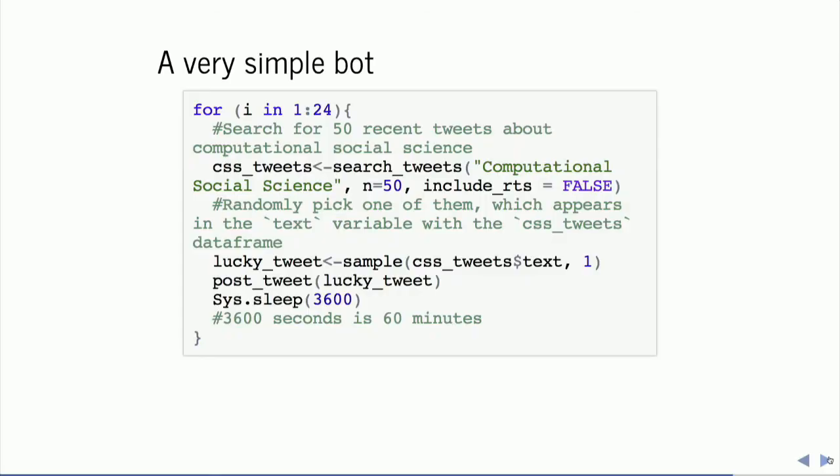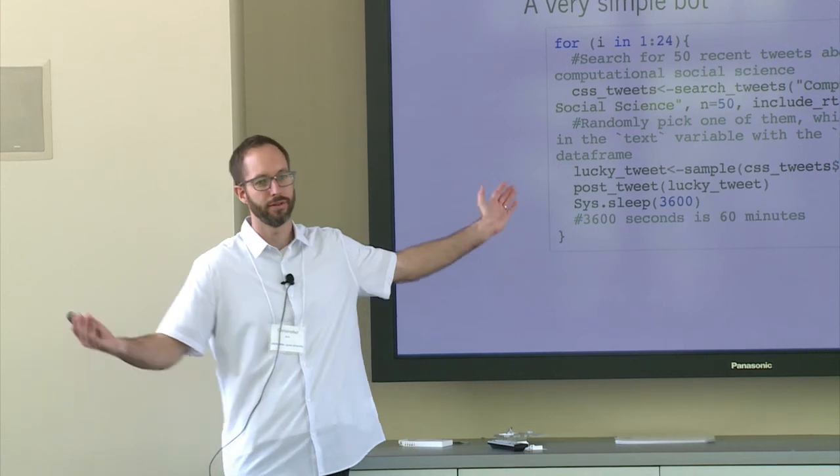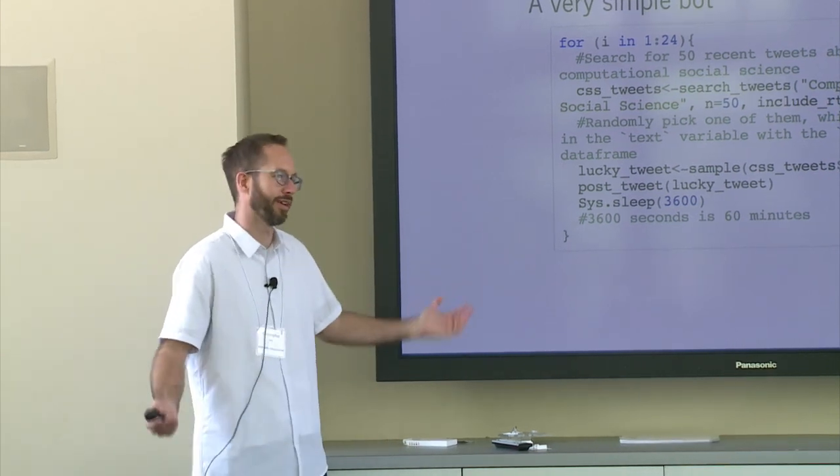So here's an example. This is a very, very simple bot. This code assumes that we have authenticated with Twitter, right? And what this bot is going to do is every day it's going to search for tweets about computational social science, 50 of them, pick one at random, and tweet it, and then sleep for a day, and then repeat. Okay? So this is a clunky bot. Maybe one of you will build this bot. That would be cool, I guess.